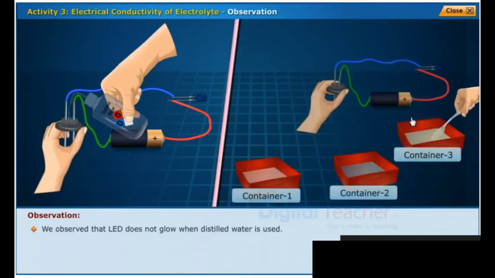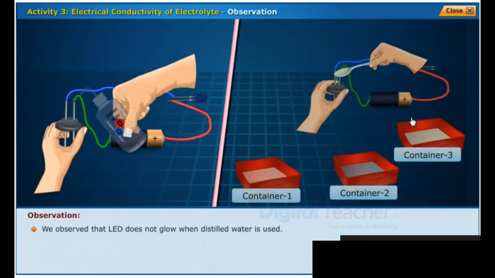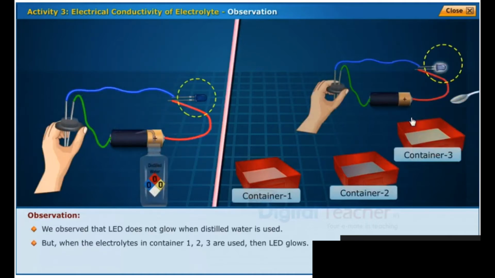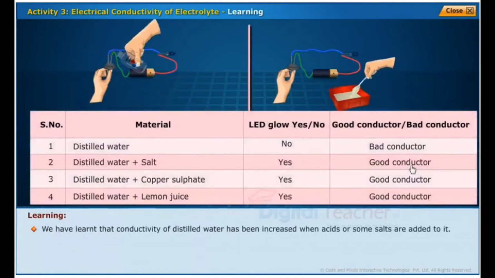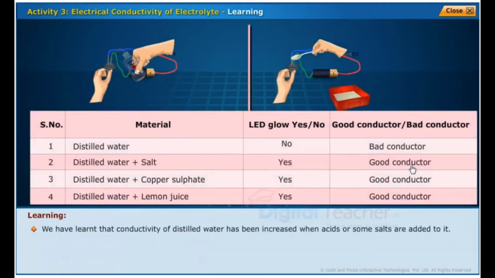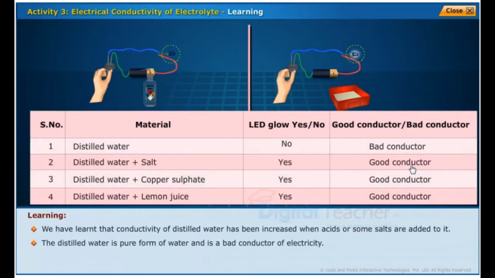We have observed that LED does not glow when distilled water is used. But when the electrolytes in container 1, 2, 3 are used, then LED glows. We have learned that conductivity of distilled water has been increased when acids or some salts are added to it.